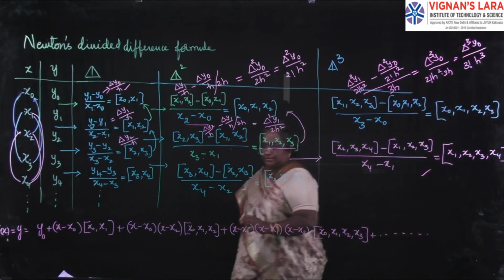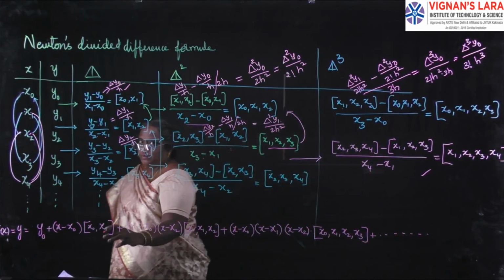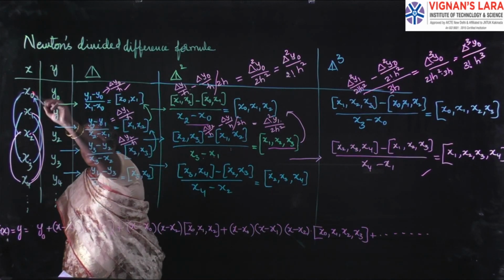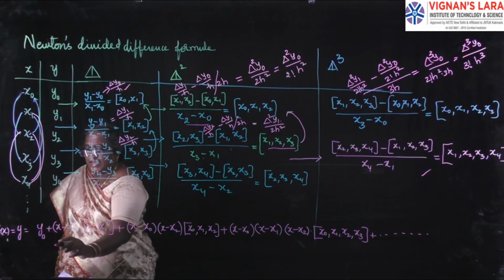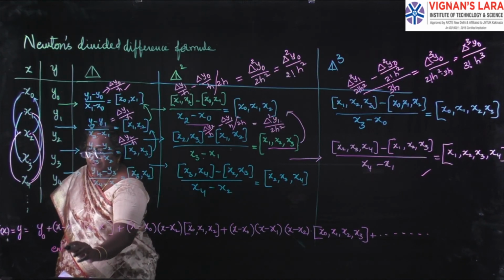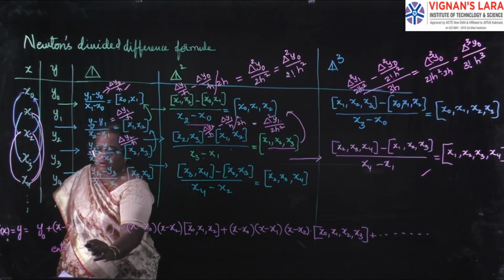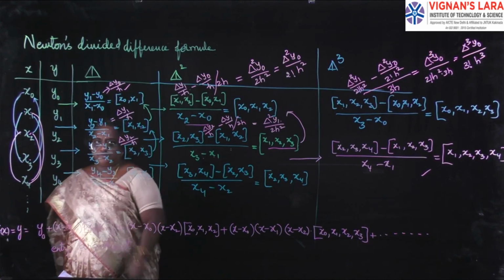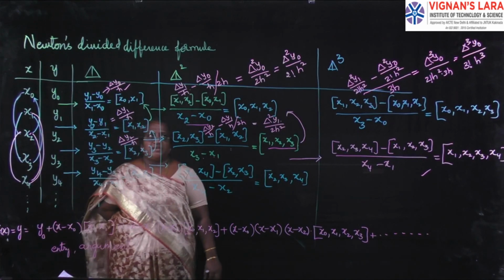Using this formula, we can find any value of y for a given value of x, means we can find any entry for a given argument. We can even find the function also. So this is about Newton's divided difference formula.